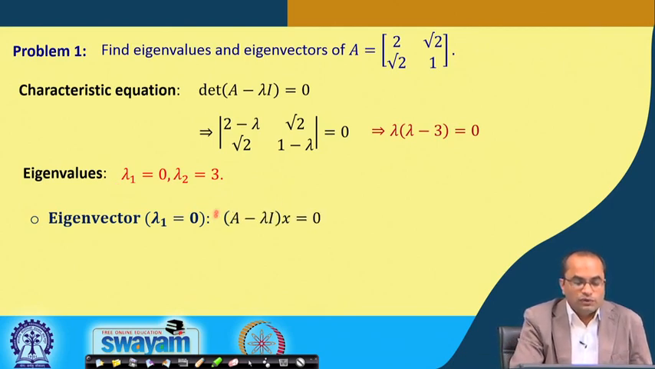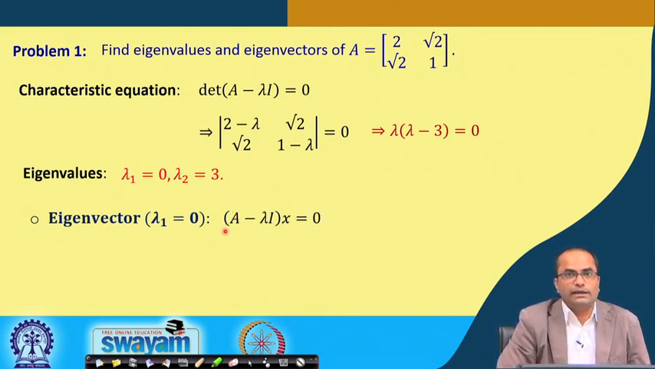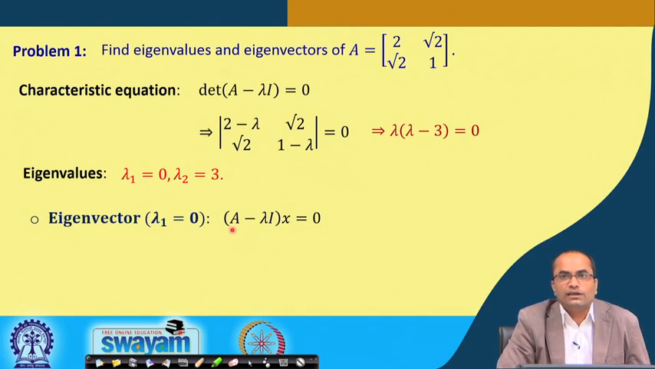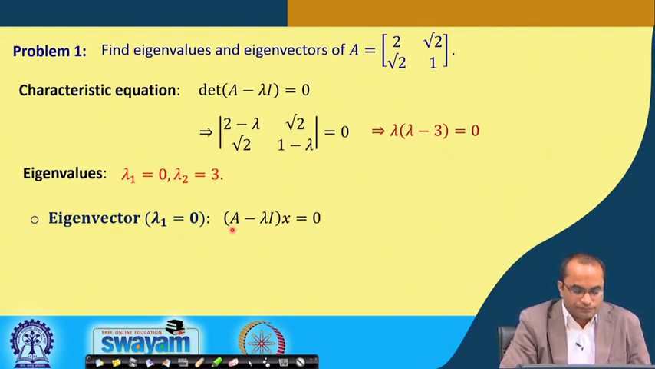So, we have to solve the system of linear equations A minus lambda I x is equal to 0. So, the lambda is 0, so this is simply this A. So, we are solving basically A x is equal to 0, or we are trying to get the null space of A, and the generator of the null space, or any basis of the null space, will be the eigenvector.